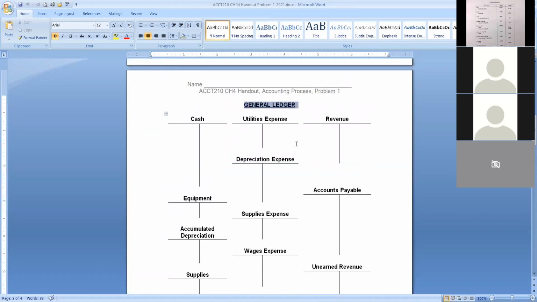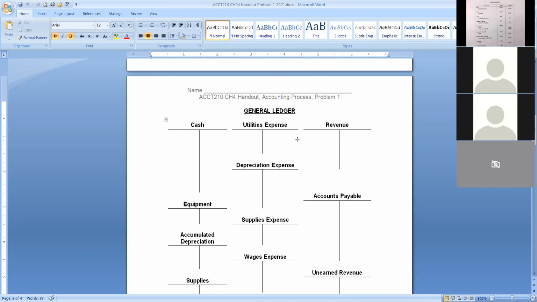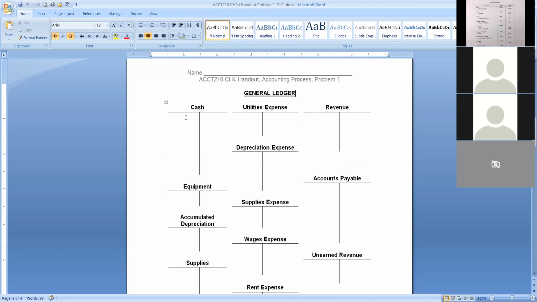The general ledger is kind of funny. It comes about because it was a big book that was always set on a ledge, and they just called it the ledger. So this is where we're going to do what we call posting of the journal entries. We're going to take each of these journal entries and put them into our general ledger on page 2.